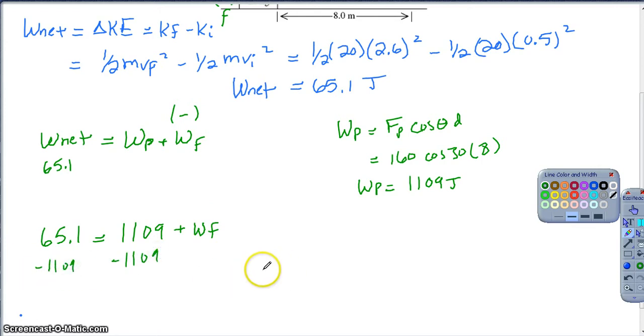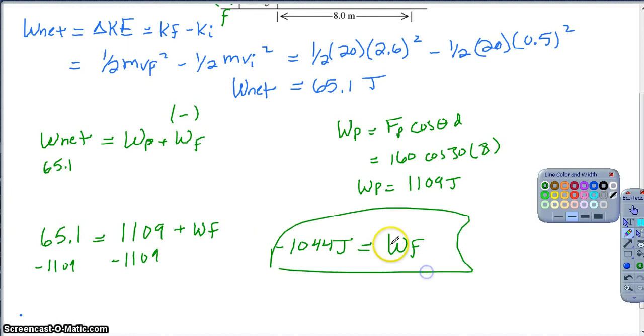So 65.1 minus 1109 ends up giving us about negative 1044 joules of work, or somewhere in that ballpark, right? Negative 1040, negative 1045, depending on where you've rounded things. Any of those answers would be fine. But that would be the work done by friction. So in this case, again, that's the route that I would take.